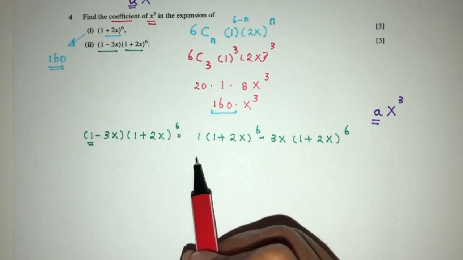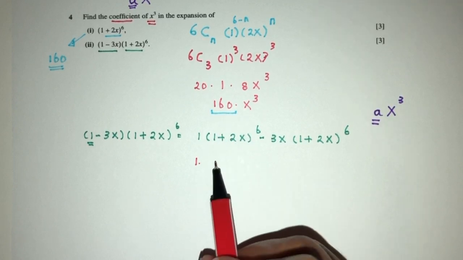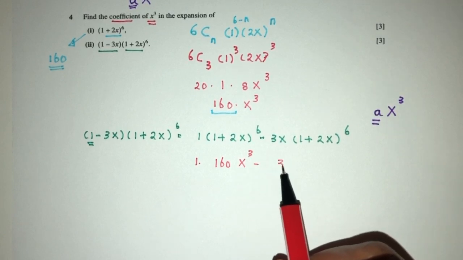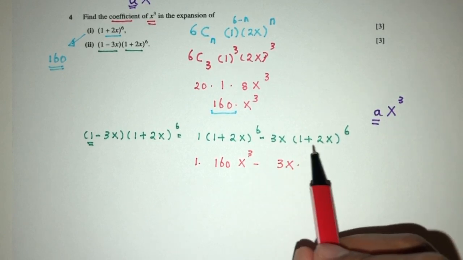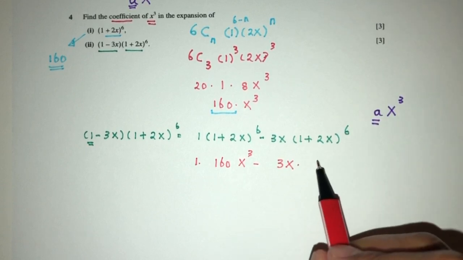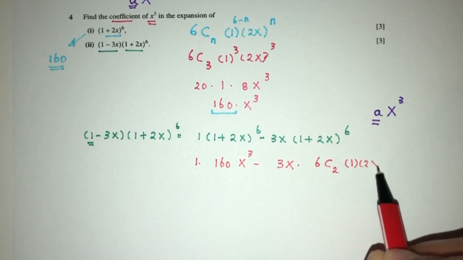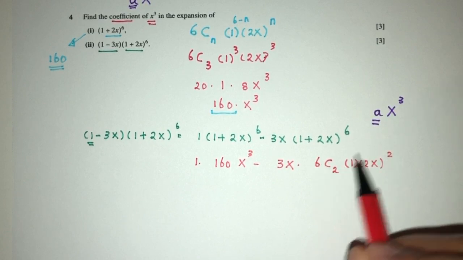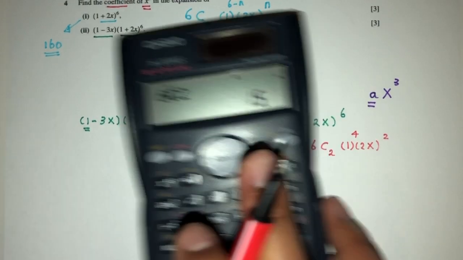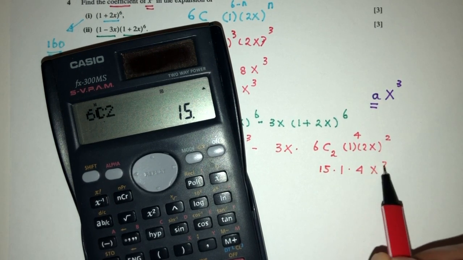That's the only thing we care about in this expansion, so we have to try to get that term. Now here we have 1. Obviously 1 has to multiply by something in x cubed. So here we know it is 160 x cubed. But here we don't know, it is 3x. We have to multiply by something in x squared so we can have x cubed at the end. So there will be 6 choose 2. That will be 1 and 2x, and here we have to have 2, 6 minus 2, it is 4. So 6 choose 2, that will be 15. That will be 1, that will be 4x squared.